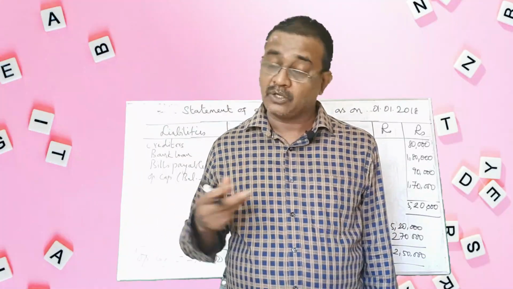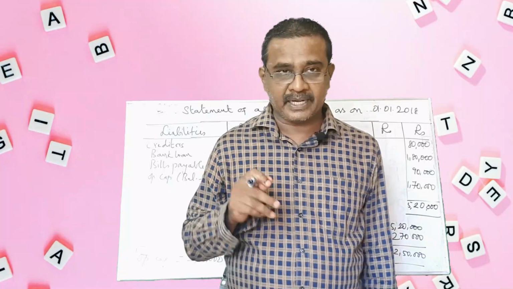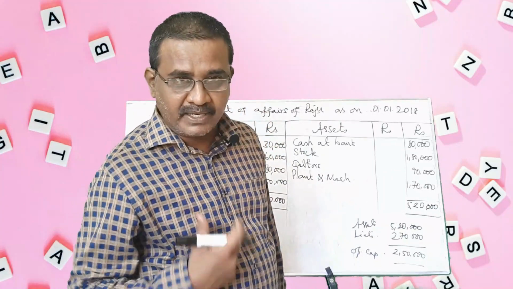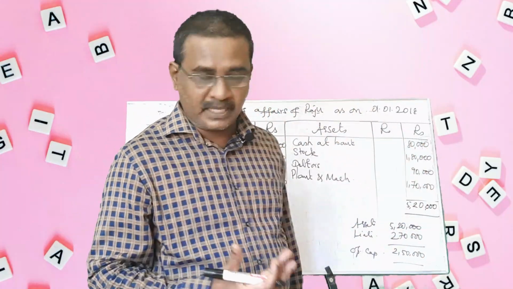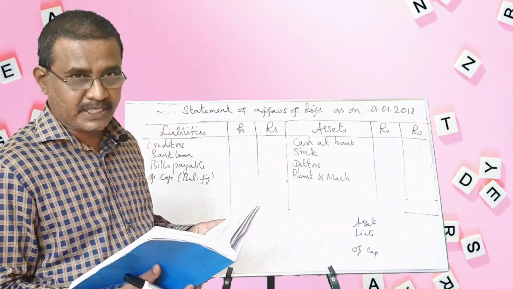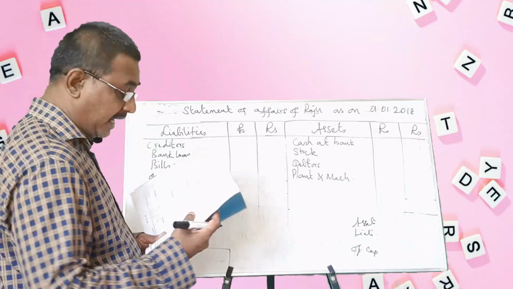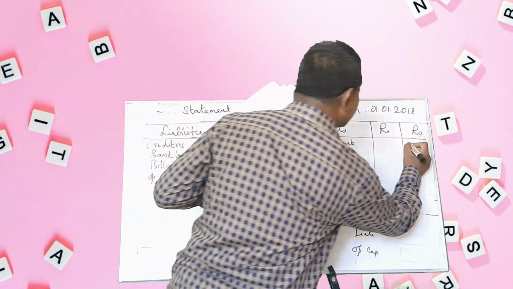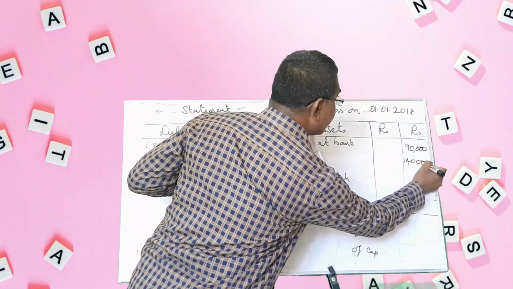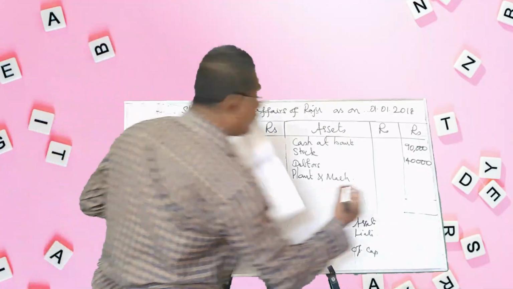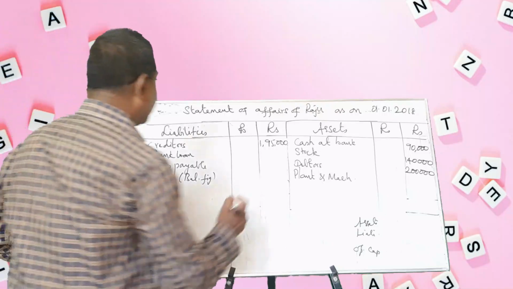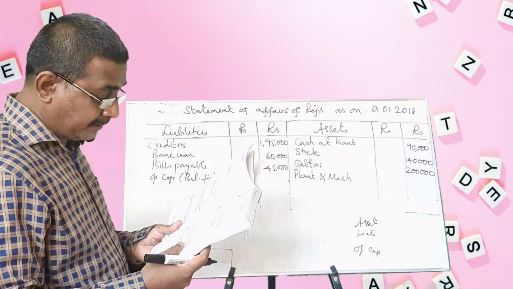Next, we have to find out the closing capital. For that, what should be done? Again, we have to prepare one statement of affairs with the figures given in the second column and find out the closing capital. Shall we find out the closing capital? Again, we have to prepare one statement of affairs with the closing balances. Cash at bank 90,000. Stock 1,40,000. Debtors 2 lakhs. Creditors 1,95,000. Bank loan 60,000. Bills payable 45,000. Plant and machinery 1 lakh.